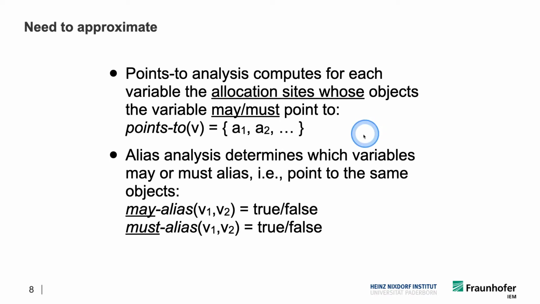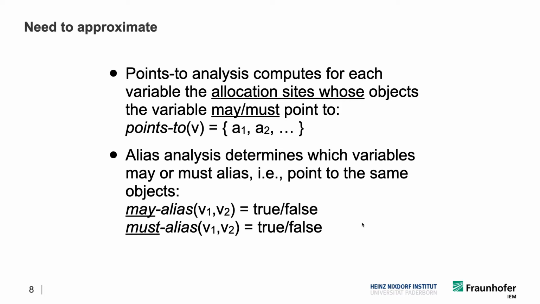Then alias analysis, it determines which variables may or must alias, which means they may or must point to the same objects at runtime. So in particular here we distinguish may alias analysis from must alias analysis. So whether two different variables actually may or must point to the same memory location.